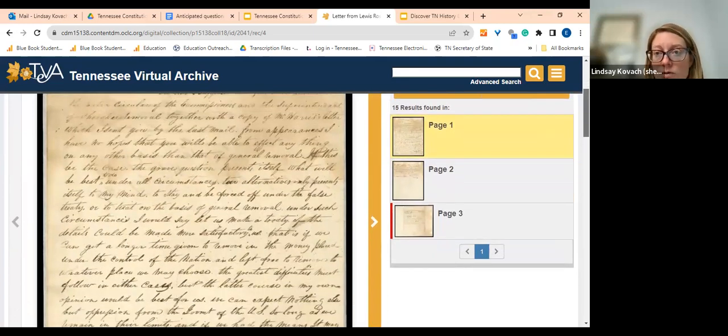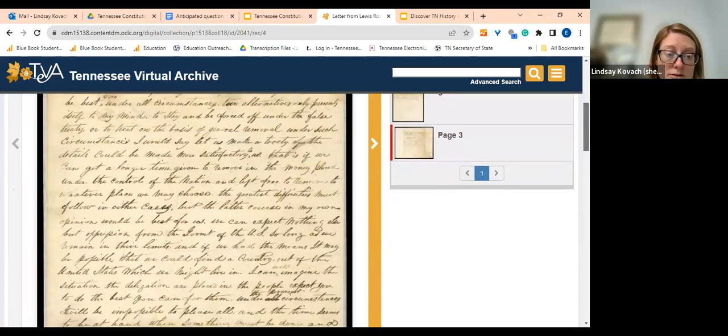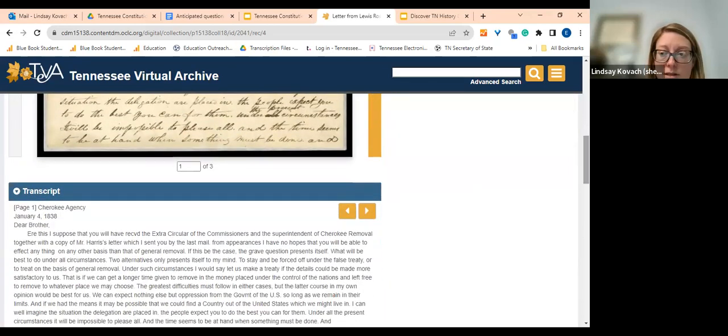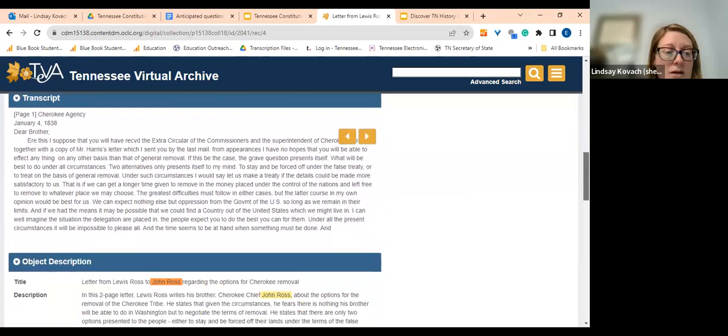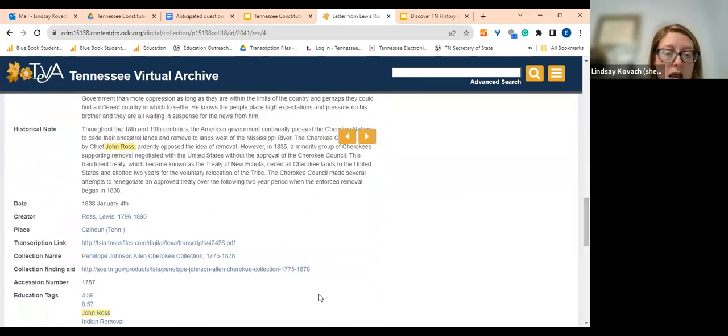And I know as a former teacher in the classroom, a lot of kids cannot read cursive and they struggle with older versions of writing that they may not understand. During COVID, I know Tennessee State Library and Archives staff took on a big project for our education outreach program, and that was transcribing a lot of these cursive written documents.